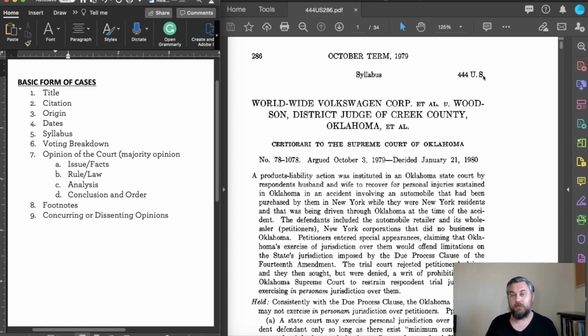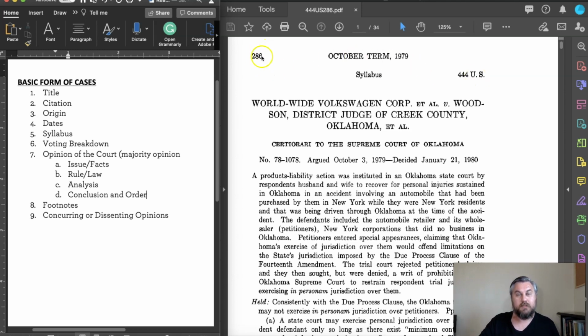There are other reporters out there. There's the Supreme Court Reporter, which is a whole separate set of volumes with different volume numbers, different pages, etc. But the US reporter is the one you probably want to look at for Supreme Court cases. If this is a lower court opinion, it's going to come from the federal district court reporters, or from an appellate court reporter, and the abbreviation will change depending on what level you're looking at. We'll talk about that a little bit more when we talk about court hierarchy.